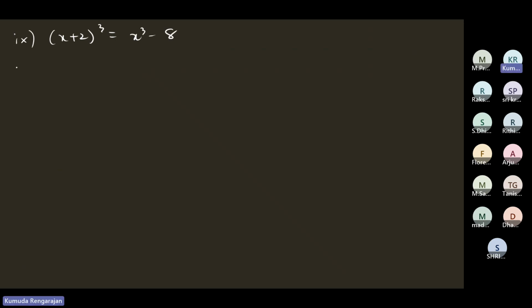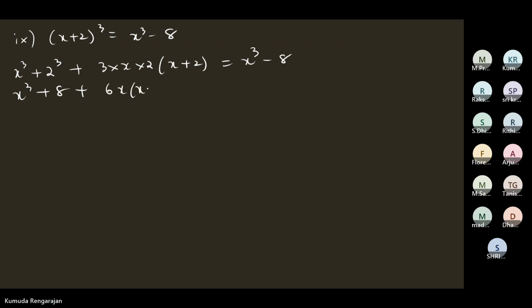A plus b the whole cubed is a cubed plus b cubed plus 3 into a into b into a plus b. This is how we expand a plus b the whole cube, and the RHS stays as it is. Now this is x cubed plus 8 plus 3 into 2, 6x into x plus 2, is equal to x cubed minus 8. X cubed on either side gets cancelled.